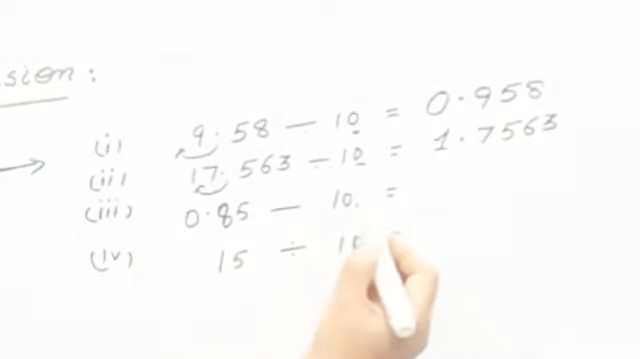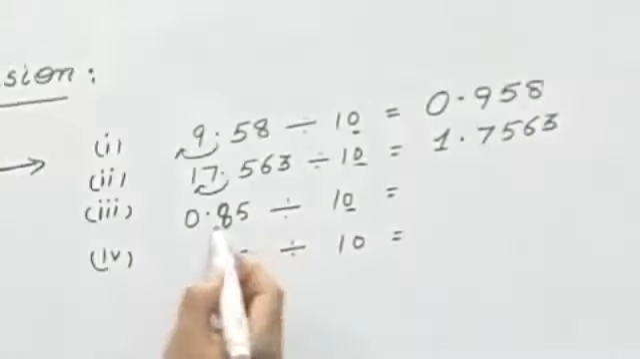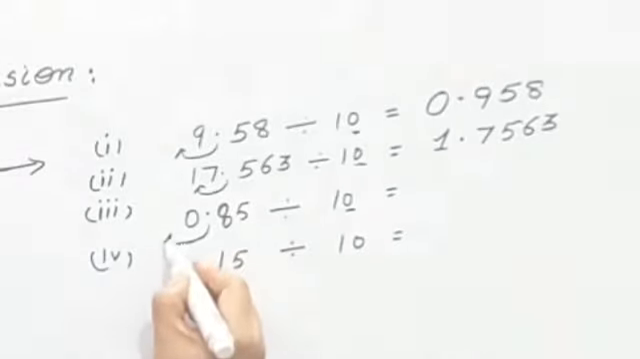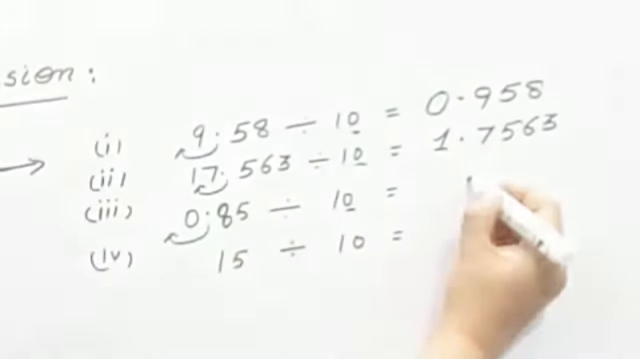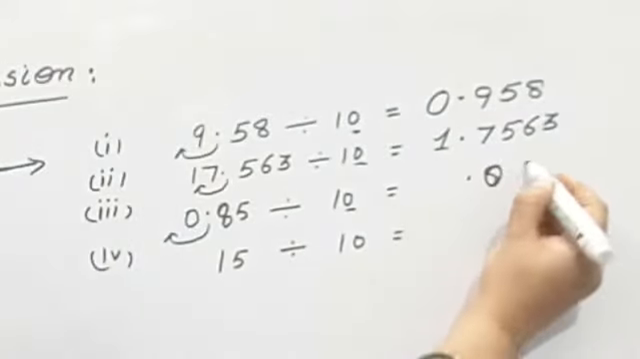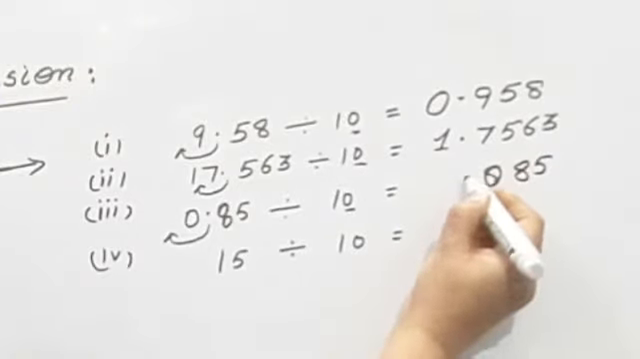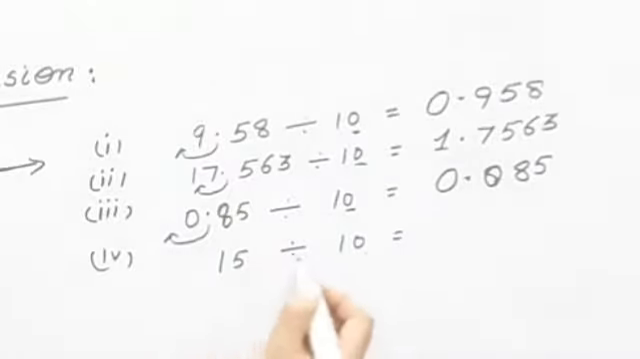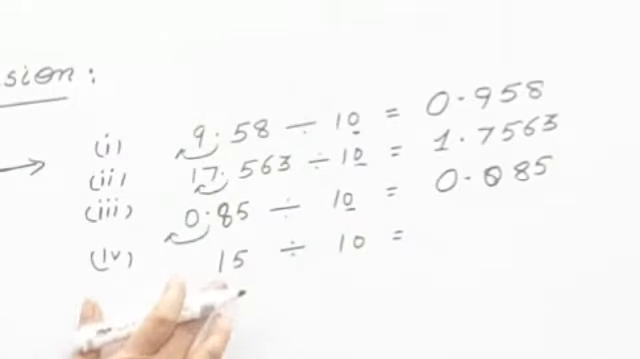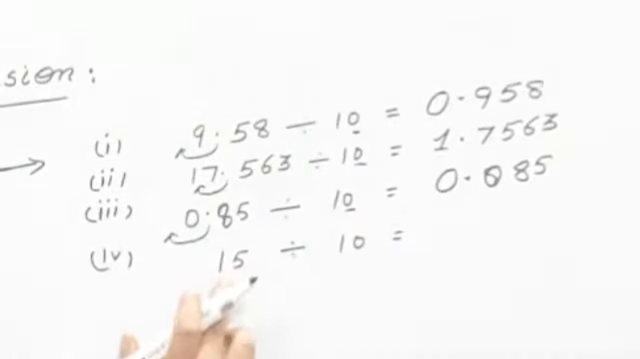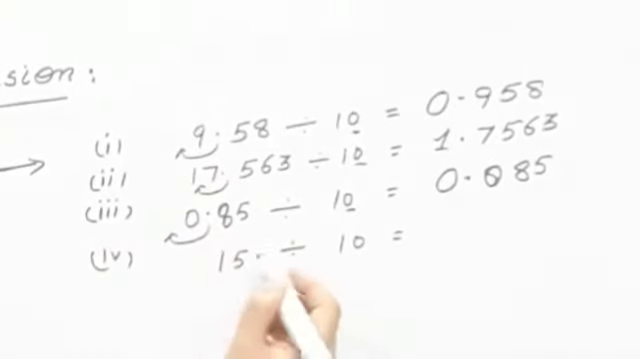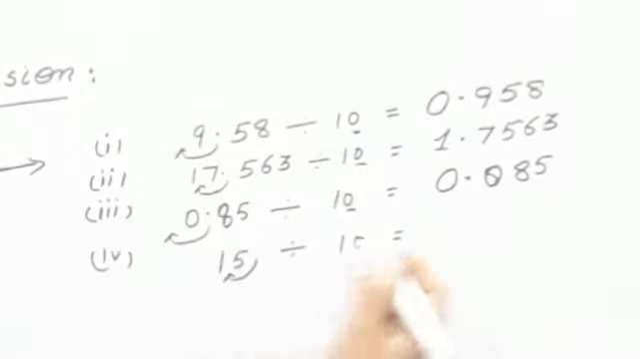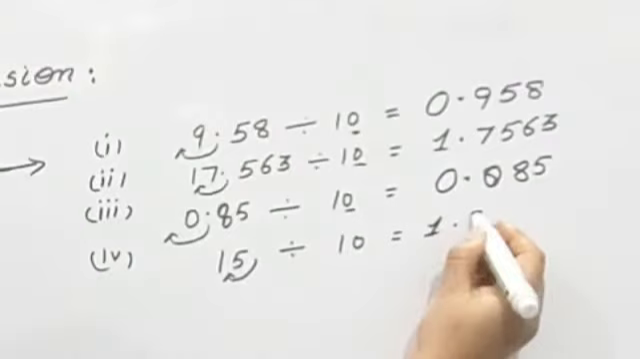0.85 divided by 10 means one 0. So decimal shifts towards left by 1 place. Answer is 0.085 and this can be filled with 0. Next example. 15 divided by 10. You can't see the decimal, but you should know in case of a whole number, decimal lies just right after the last digit. So when you shift the decimal, it moves in between 1 and 5. So the answer is 1.5.